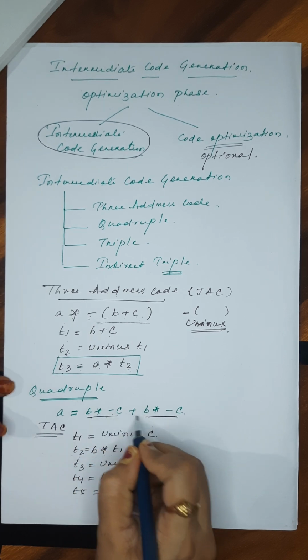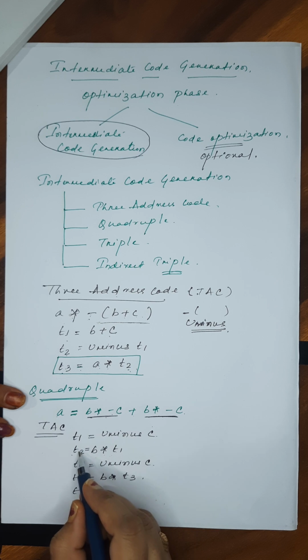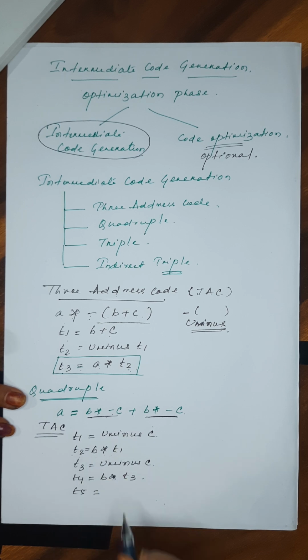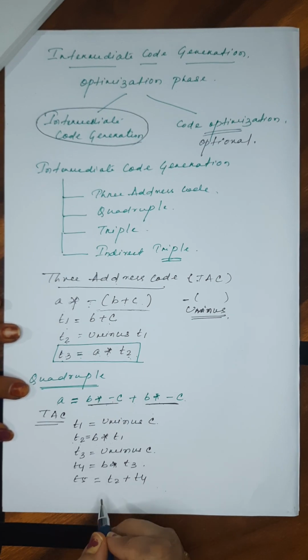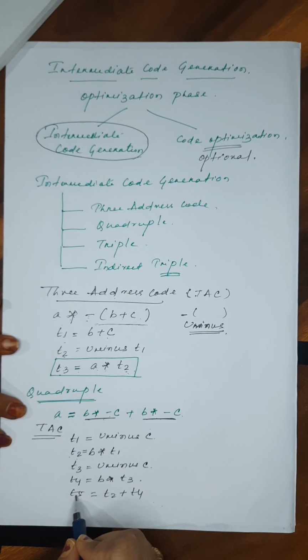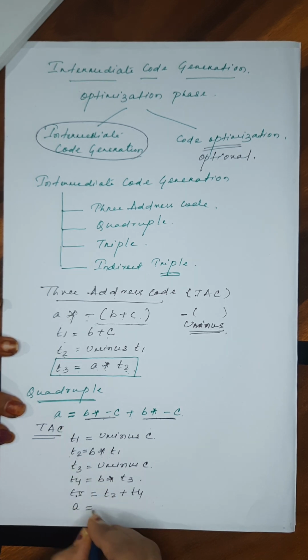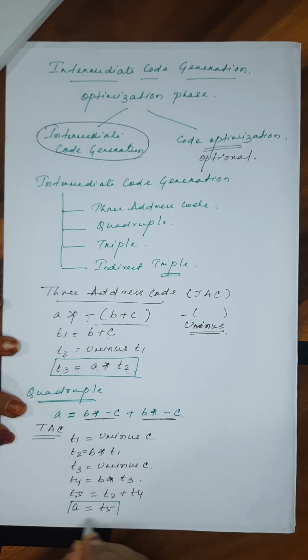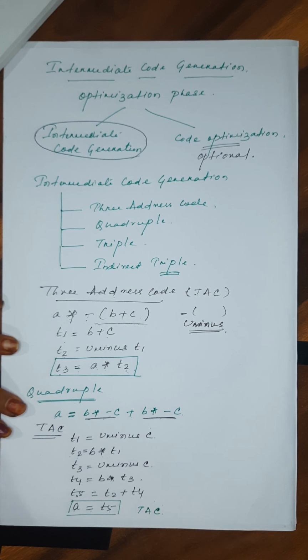B star minus C plus B star minus C. So where is B star? T1, it is in T2, again the same thing is in T4. So I can write T5 is equal to T2 plus T4. Now the entire expression is in T5, but here is an assignment operator. So what I will write the last one? A is equal to T5. So now see, again 3 fields, A is equal to T5. So this is your 3 address code representation.